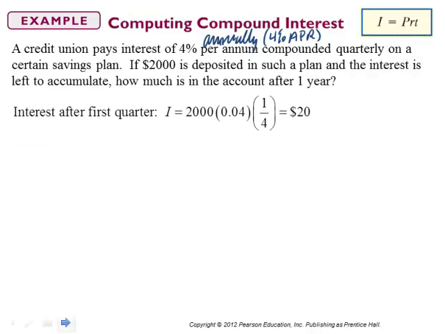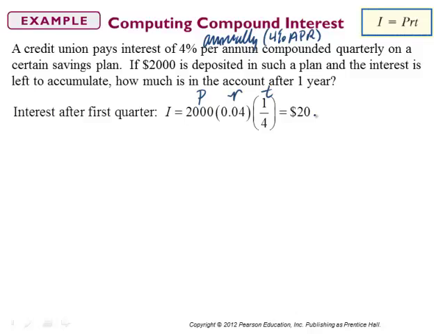So here's simple interest for the first quarter, where you had the $2,000 starting balance, P, right? And the interest rate was 0.04 per year, times the time, right? The time was 1/4 of a year. Make sure that those time periods match up. I is equal to principal times interest rate times time, and that interest works out to be $20.